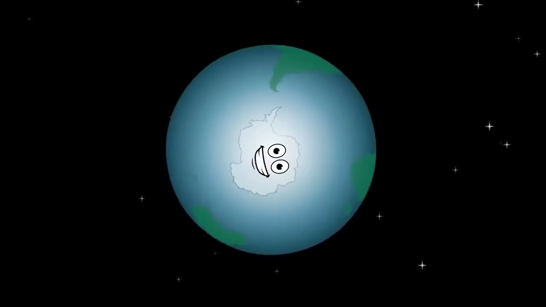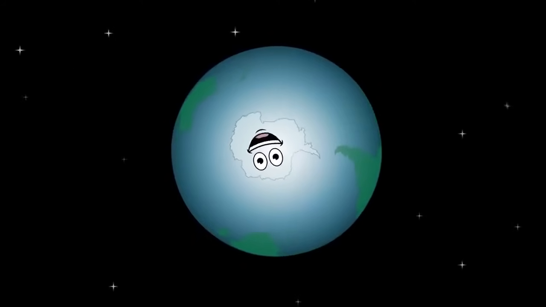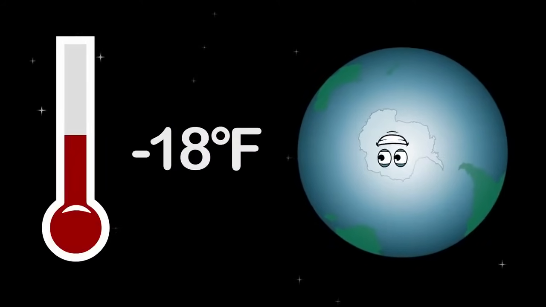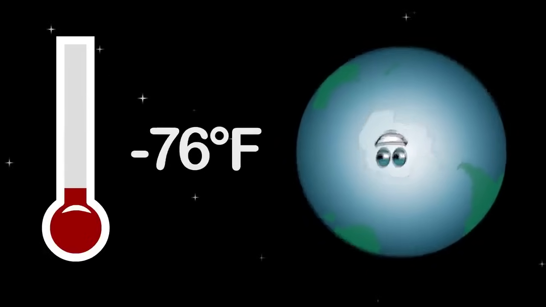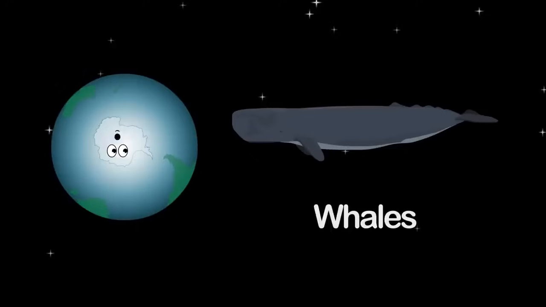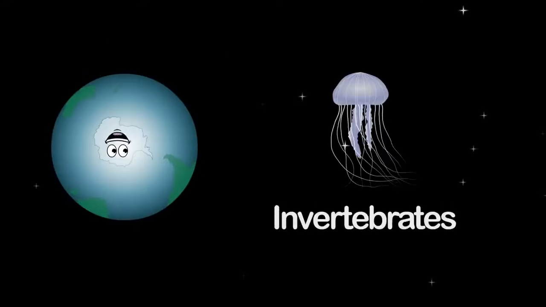I only have two seasons, they are summer and winter. I will tell you how I fluctuate in temperature. In the summer, my average temperature is negative 18 degrees. In the winter, that temperature drops to negative 76, you'd freeze. I'm home to many animals, no matter how cold I get. They live on the land and sea and survive even when they're wet. There's many kinds of penguins, seals, and whales, albatross, Antarctic krill, and invertebrates I do hail.